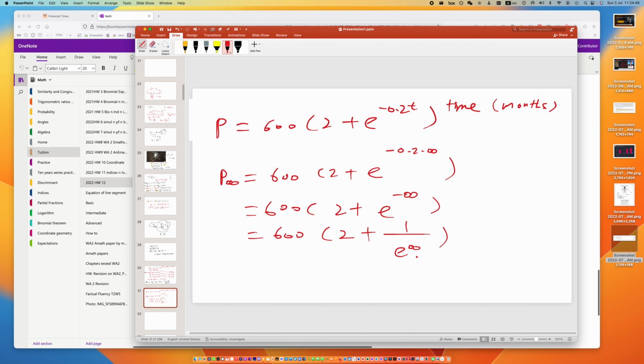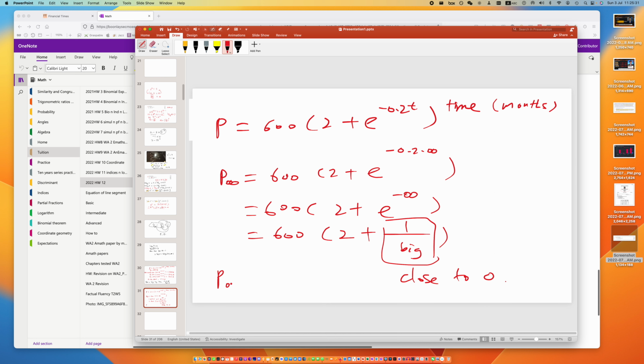Okay, so e to the power of this infinity, right? This thing is going to be a very, very high number, very very big, right? So if this goes so big, 1 over so big means this is as good as 0. This will become close to 0, right? Am I right? Then if this is close to 0, then 2 plus 0 is 2.